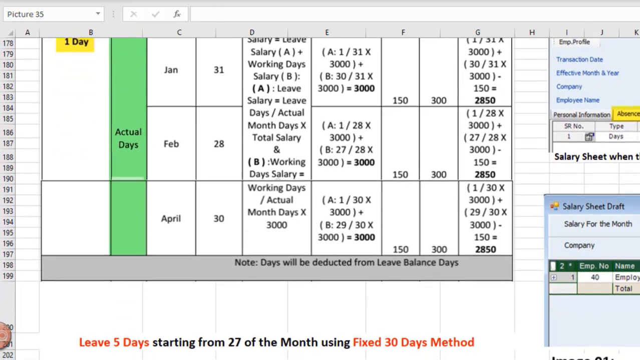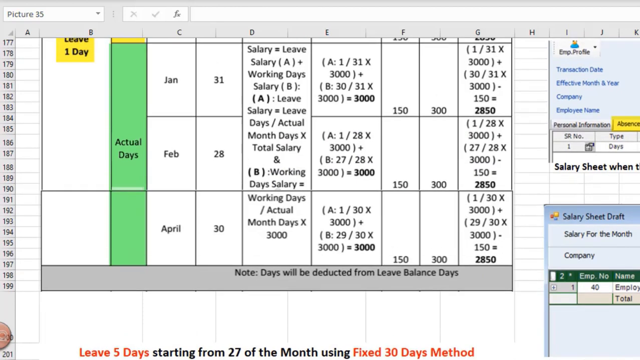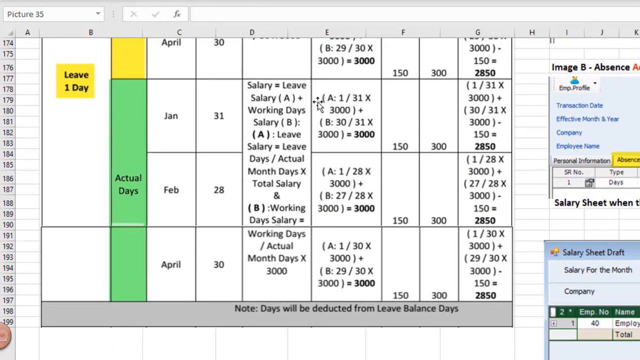Now regarding February, notice here 1, because why is it reading 1? Because it says here that the leave days, which is 1 day, divided by the actual month days for February, which is 28, multiplied by the total salary, which is 3,000.